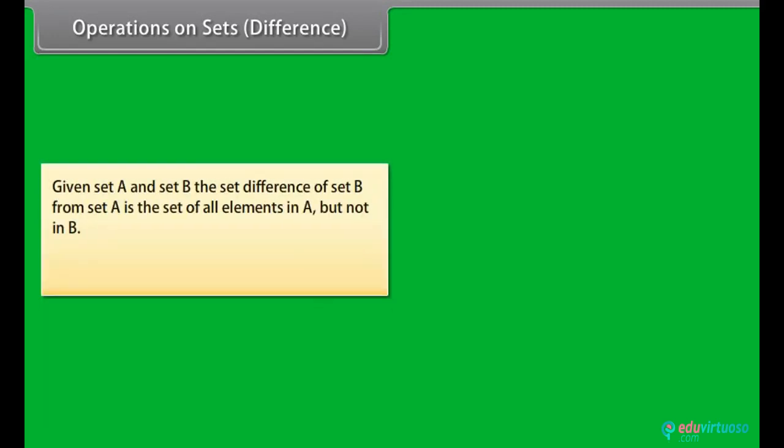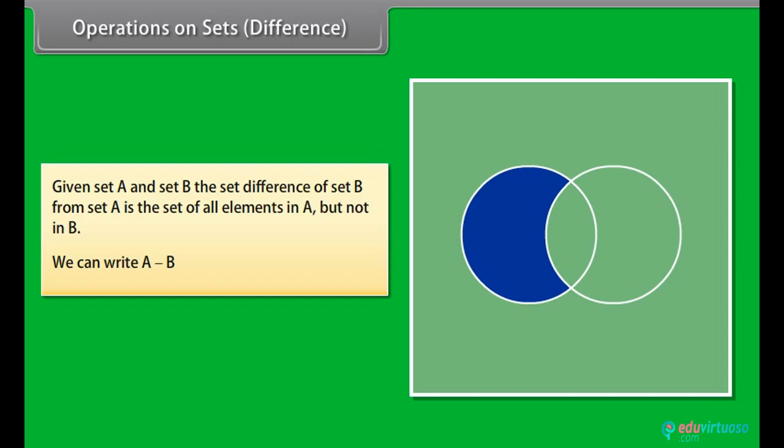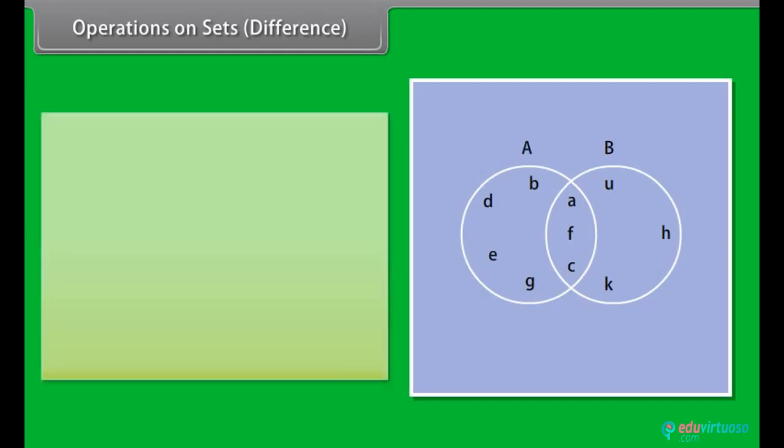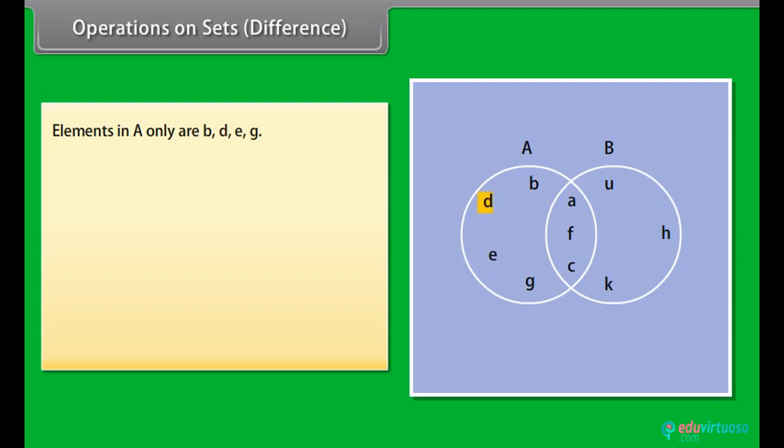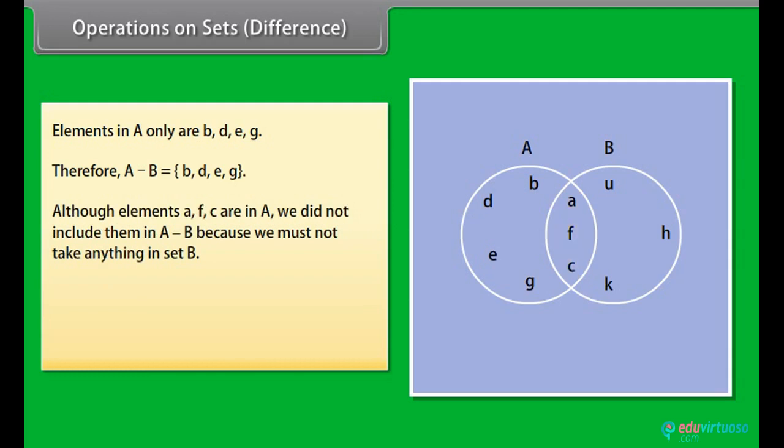Operations on sets. Difference. Given set A and set B, the set difference of set B from set A is the set of all elements in A but not in B. We can write A minus B. Look at this Venn diagram. This shows us the difference of the two sets S1 and S2. Take a close look at this figure. Elements in A only are B, D, E, G. Therefore, A minus B is equal to {B, D, E, G}. Notice that although elements A, F, C are in A, we did not include them in A minus B because we must not take anything in set B.